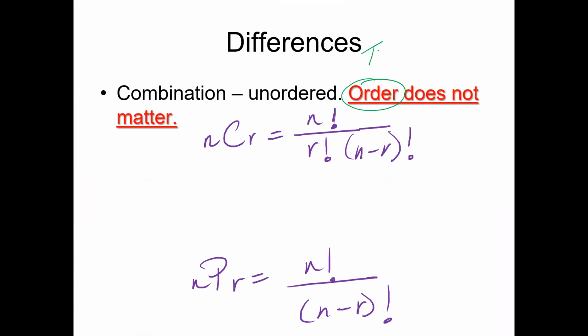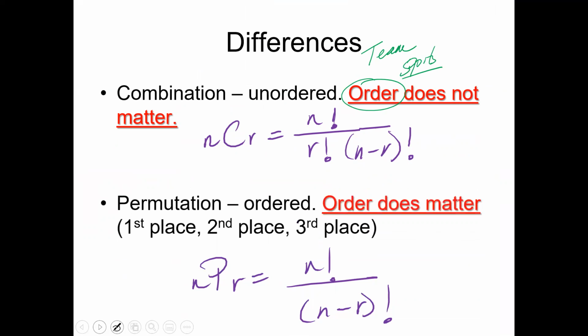Like for example, if you're on a team, you're one of many different team members. You do not matter. There's no I in team, so you're just one of the players. Like in sports, everybody's on a team. So order doesn't matter. Permutation is when order actually does matter.